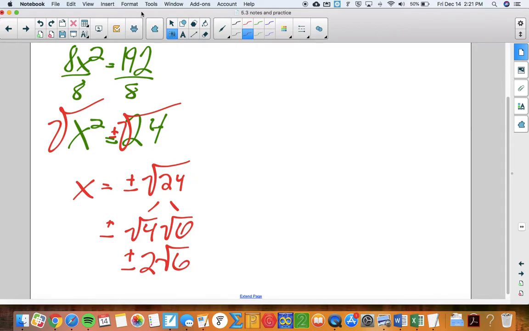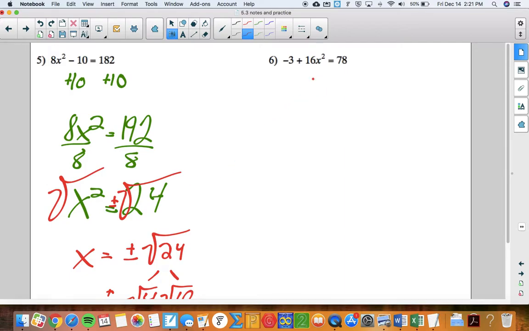Next one. We'll add 3 to undo adding a negative 3. So we get 16x squared equals 81. Now we divide by 16.